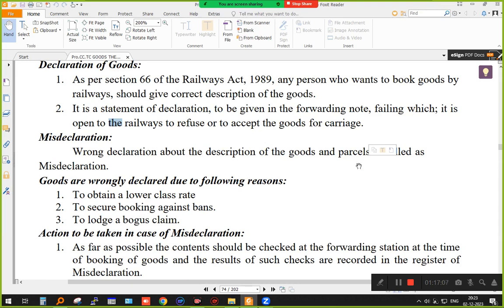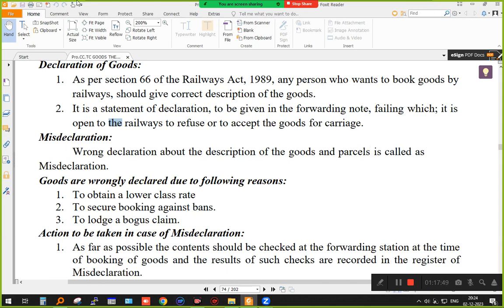Because we are a public service organization and ensuring the safety as well as the secure transport of goods is one of the prime motives. If at all we accept something which is either dangerous or intoxicating or something like a radioactive substance, then everybody will be in a problem. So to avoid that, we tell that you have to give the correct description of the goods. Secondly, railways also charge as per the commodity. That means we want to know what commodity you are carrying so that we can charge the correct freight.